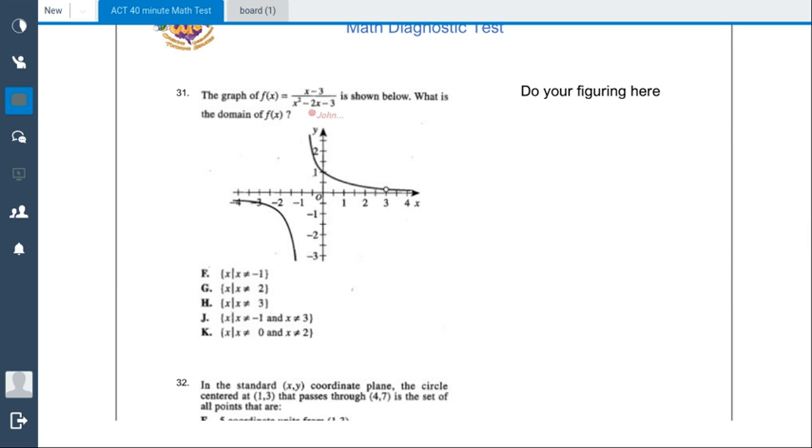Well, I'm just going to use the picture because the picture is drawn to scale. If I draw the picture, there's an asymptote at -1. So it can't be equal to -1, and then I have an open circle at 3. So that means the answer is J.